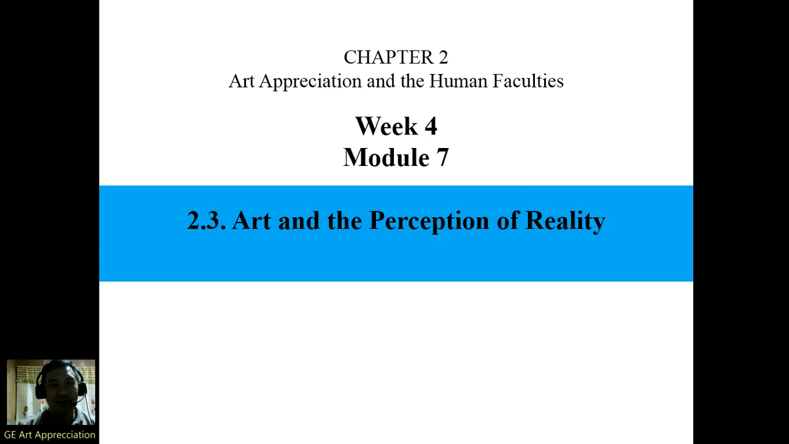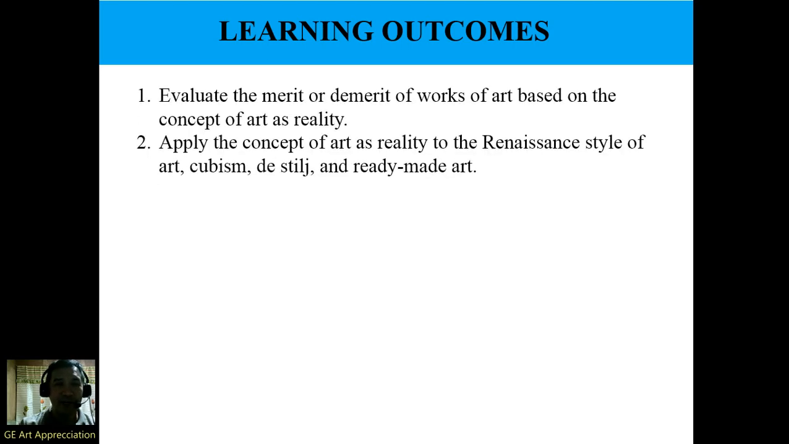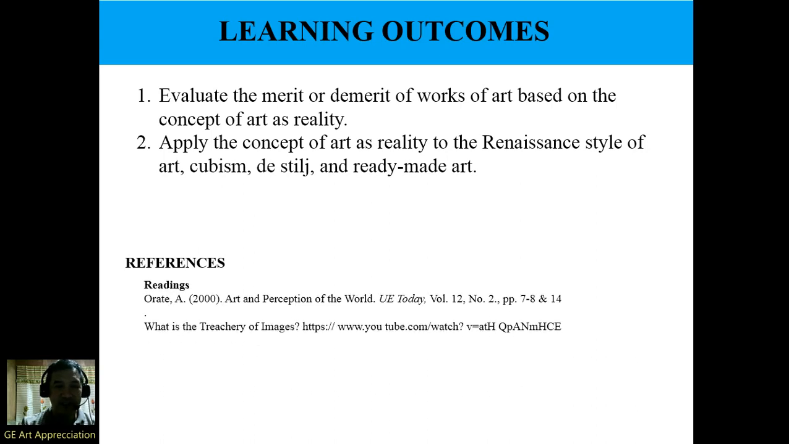We are now on week 4, Module 7, and our topic for today is Art and the Perception of Reality. For our learning outcomes, we have to evaluate the merit or demerit of works of art based on the concept of art as reality. We have to apply the concept of art as reality to the Renaissance style of art, Cubism, and ready-made art. Of course, we have the references, the readings by Orate, and The Treachery of Images.